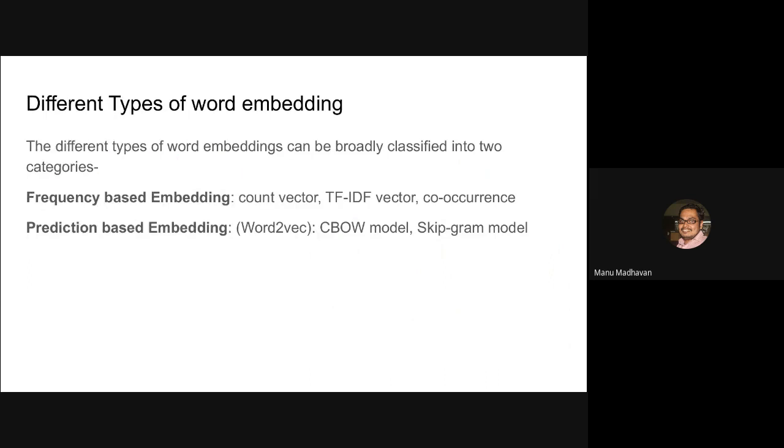So there are two different approaches for computing word embeddings. One is frequency-based embedding, the other one is prediction-based embedding. We'll discuss these two approaches later. Frequency-based embedding is based on the frequency of a word in a particular context, a particular text. Approaches include count vectorizer, TF-IDF vectorizer, which we discussed in the morning, and similarly co-occurrence. Prediction-based methods include the continuous bag of words method and the skip-gram model. We'll discuss them in detail.